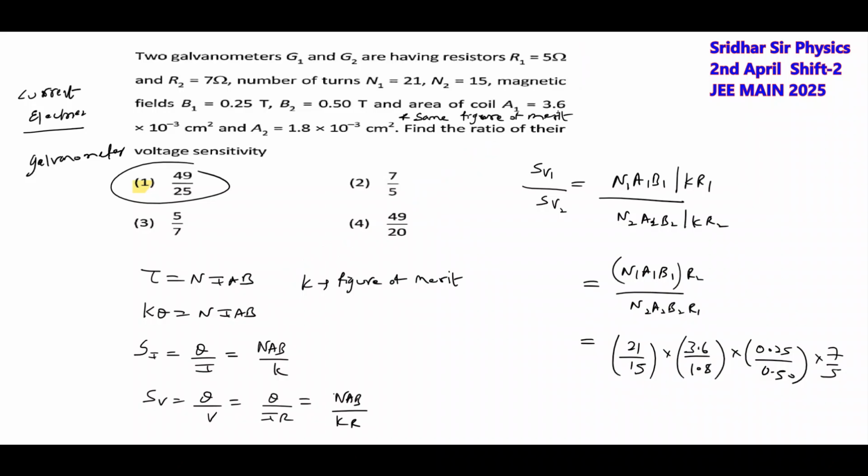This is a formula you must know. If you know this formula, you can do it. Otherwise, it is not possible. Voltage sensitivity, current sensitivity. Formulas are very important. You must know the theory and the formulas. Okay, we'll take the next question.